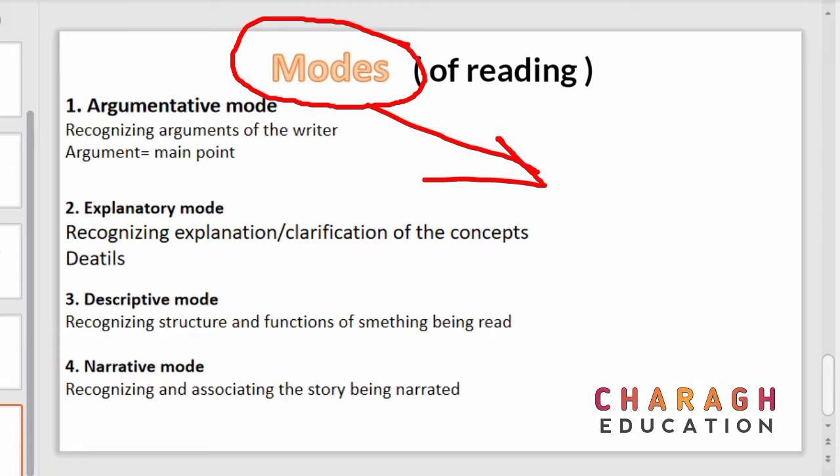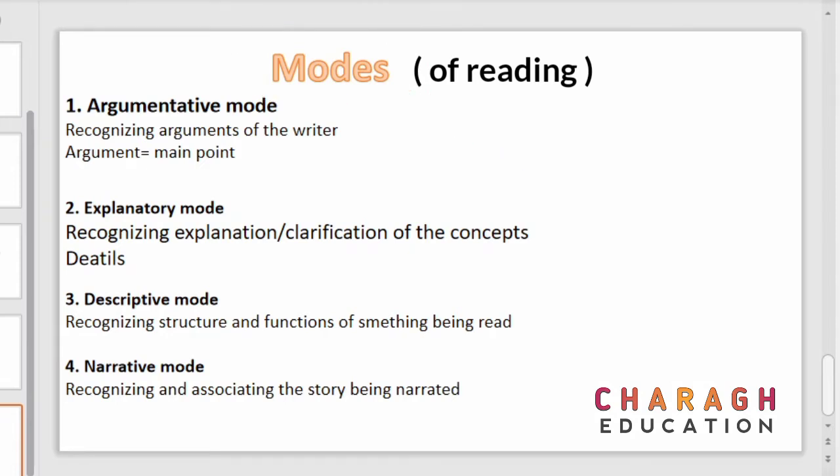You might read a passage for explanation. You want to make yourself understood, or you want to make yourself clear about a topic. And you can also read for the purpose of understanding the story, or you might read a passage for identifying or recognizing an argument from the text.